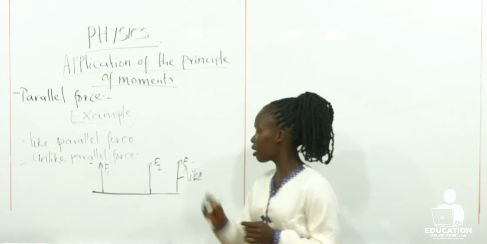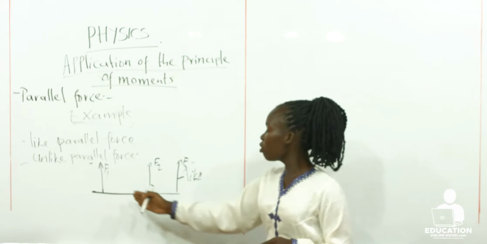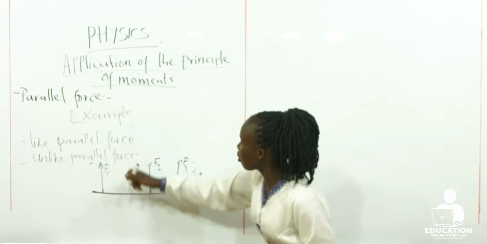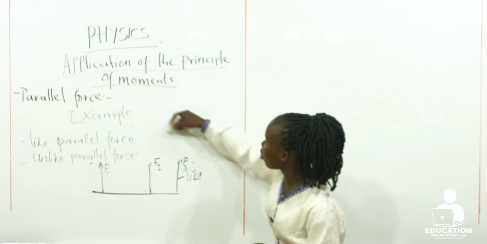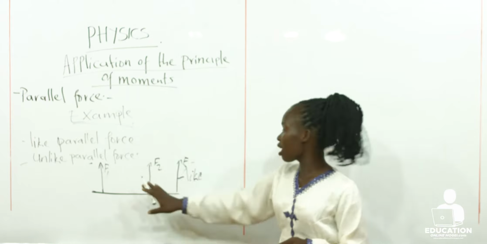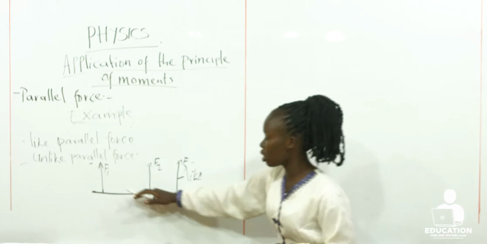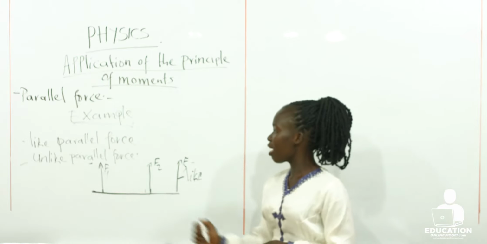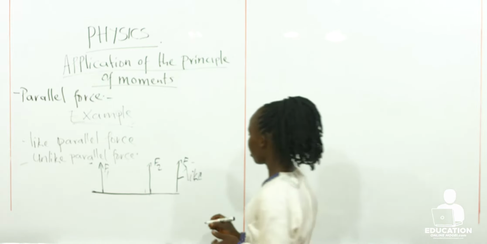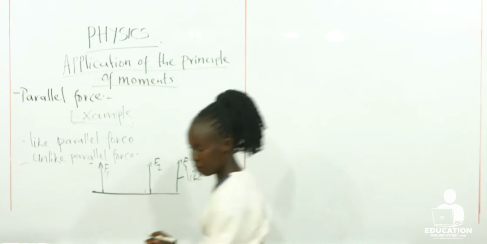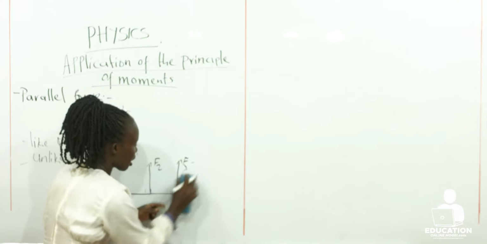Why are they parallel? You can see that the forces do not intersect at any point. They all move separately. This one does not come to a point and then intersect with that one. You see that they are moving at a distance; they have distance in between them. So these are the like parallel forces. Let me make it clear. We call this our like parallel force.